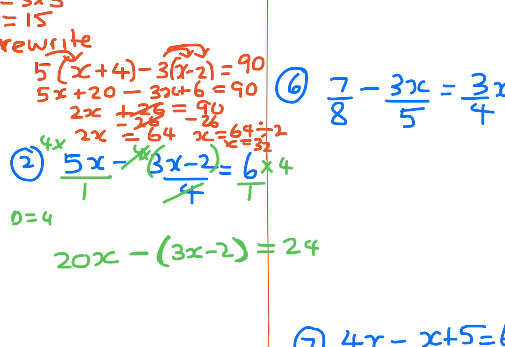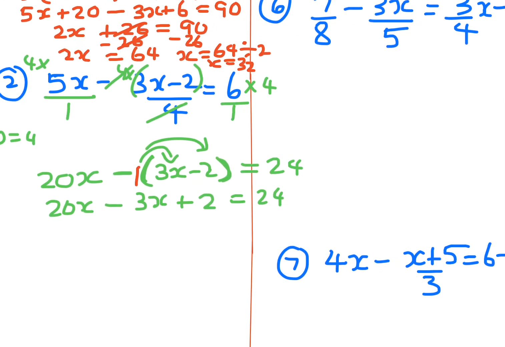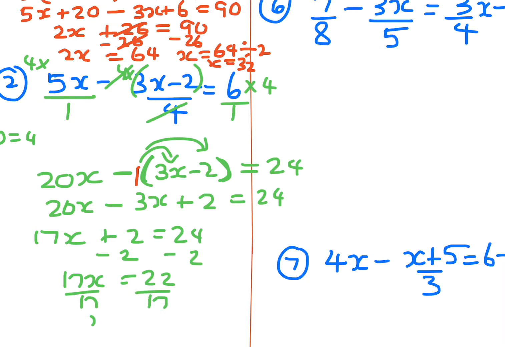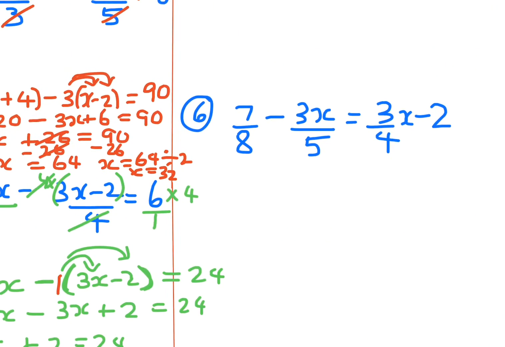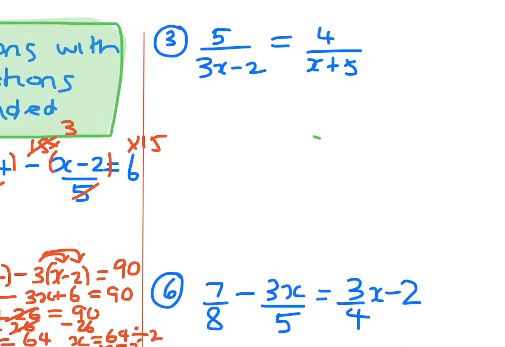Okay, so now if we go ahead now and we expand these brackets, we have 20x minus 3x minus 1 times minus 2 is plus 2 equals 24. And then simplify that. 20x minus 3x is 17x. 17x plus 2 is 24. So minus 2 minus 2, 17x is 22, over 17 over 17. So x is 22 over 17. Okay, so the beauty of this method is that you get rid of your denominator straight away.